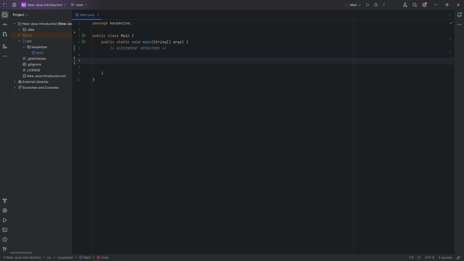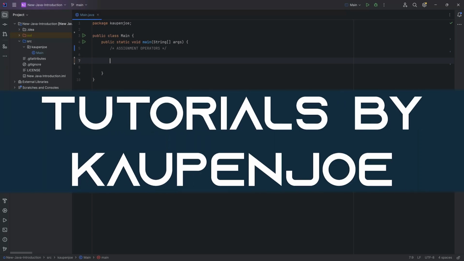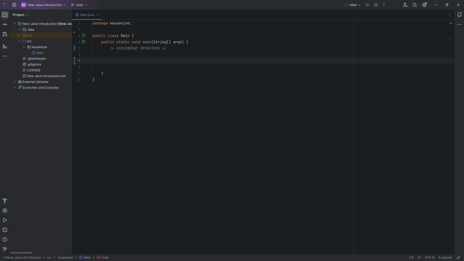Let's talk a bit more about assignment operators. Alright, we find ourselves back in IntelliJ once more, and we're going to continue with the Java introduction for Minecraft modding. And in this tutorial, we're going to be talking about assignment operators.